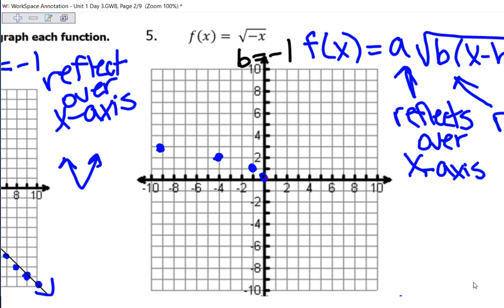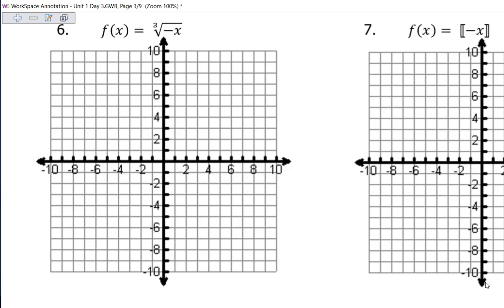Next one, number 6. What's the parent function here? Cube root. What does the cube root parent function look like? (-1, -1), (0, 0), (1, 1). Now let me go ahead and plot it. So we have a point at (0, 0), (1, 1), (8, 2). And then we have an arm over here.